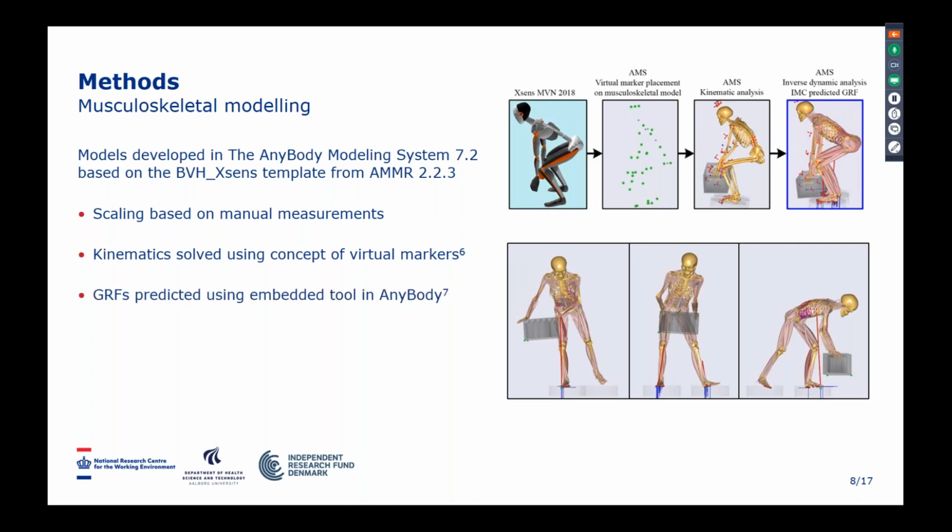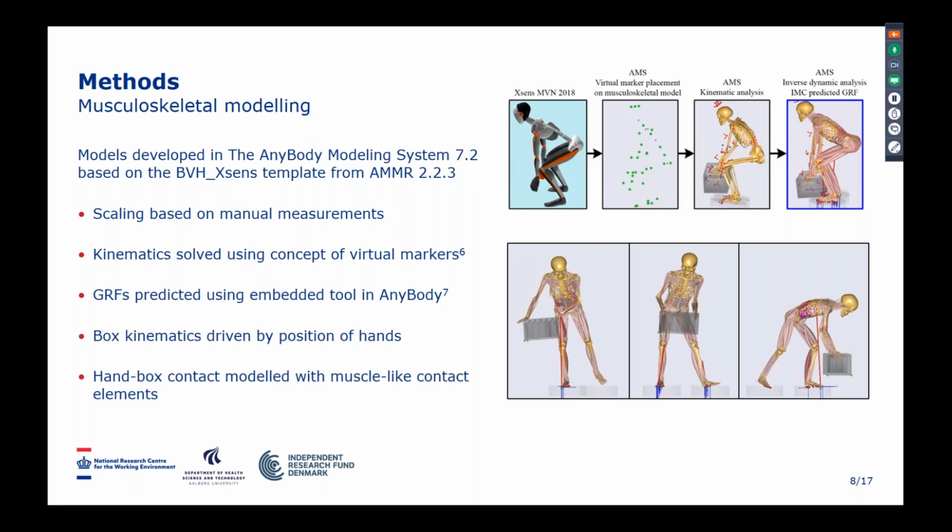Furthermore, we used the ground reaction force prediction tool embedded in AnyBody, which has also been evaluated quite extensively by now for activities of daily living and for sports-related movements, and specifically with inertial motion capture as well. And we also evaluated it, of course, in our evaluation experiments during lifting.